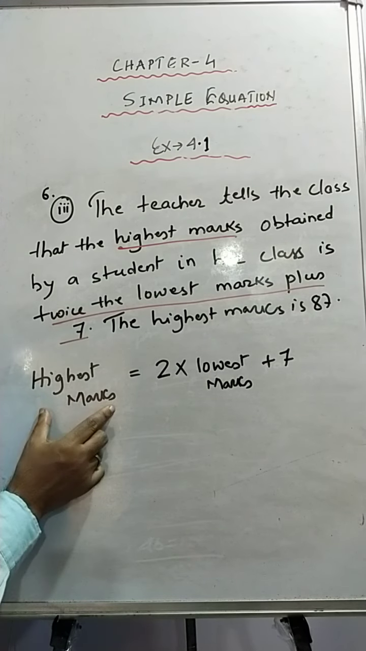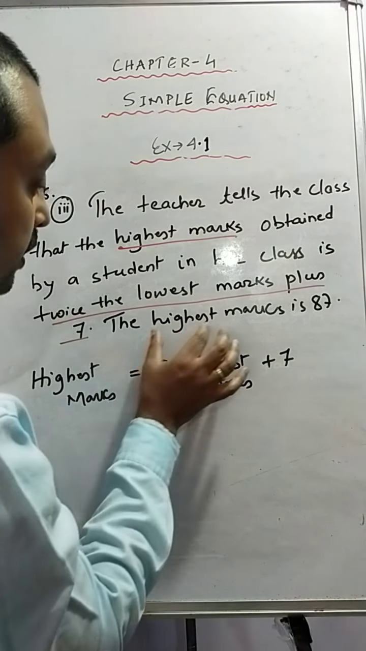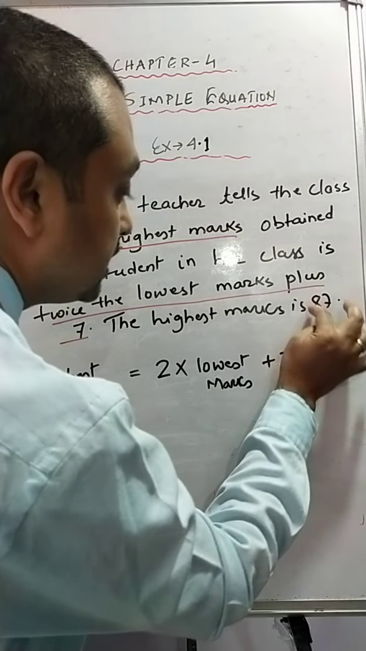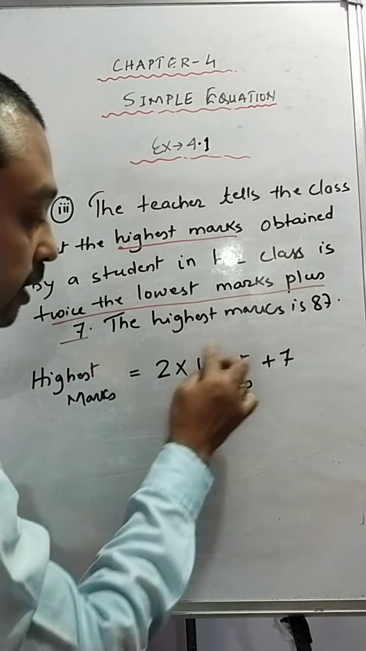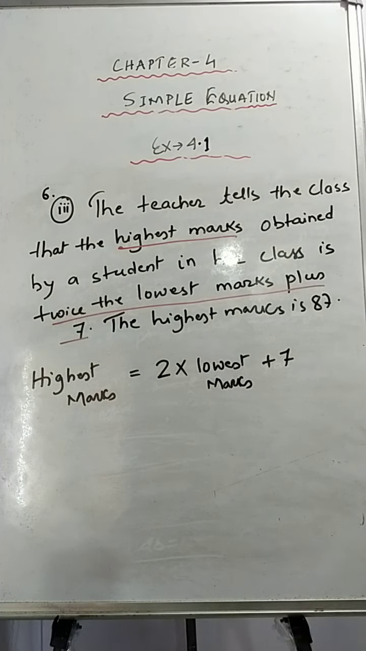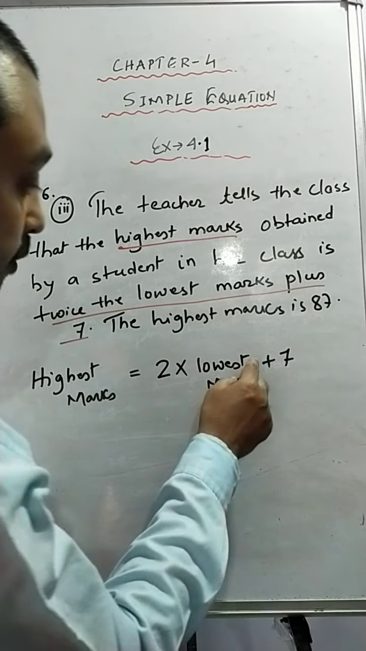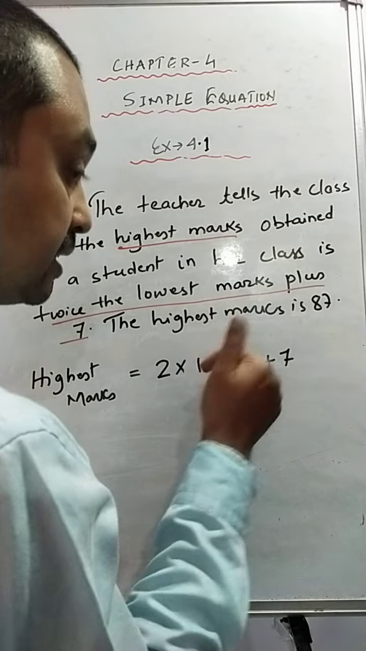Highest mark is equal to twice the lowest mark plus 7. Now we know the highest mark, which is already given in the question. That is, highest mark is 87. But we are not aware of the lowest mark. It is already suggested in the question to take the lowest mark score as L. So we'll assume the lowest mark as L.